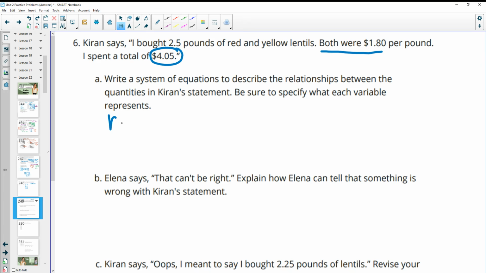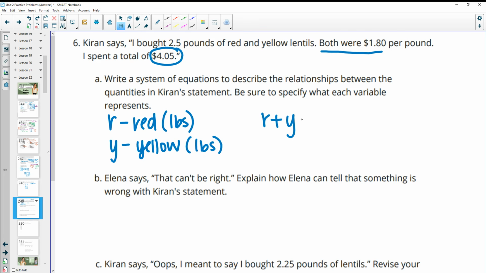So to make it easy, I'm going to do R as the pounds of red lentils, and then Y will be the pounds of yellow lentils. So this is going to be R plus Y equals 2.5 because he bought a total of 2.5 pounds. And then each of those costs $1.80. So $1.80 R plus $1.80 Y equals $4.05.